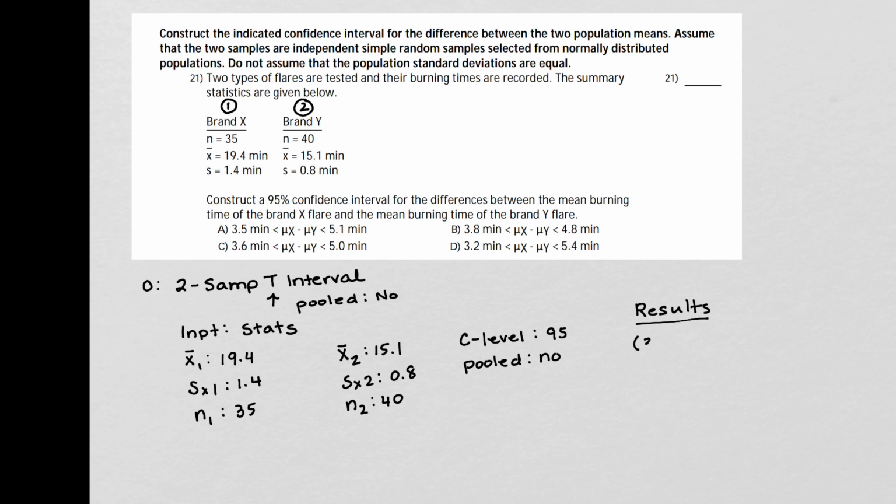So I got 3.7617 to 4.8383. And let's see, they have that rounded. So that would be choice B. That's your confidence interval for the difference between the two means. That's how you do that problem.